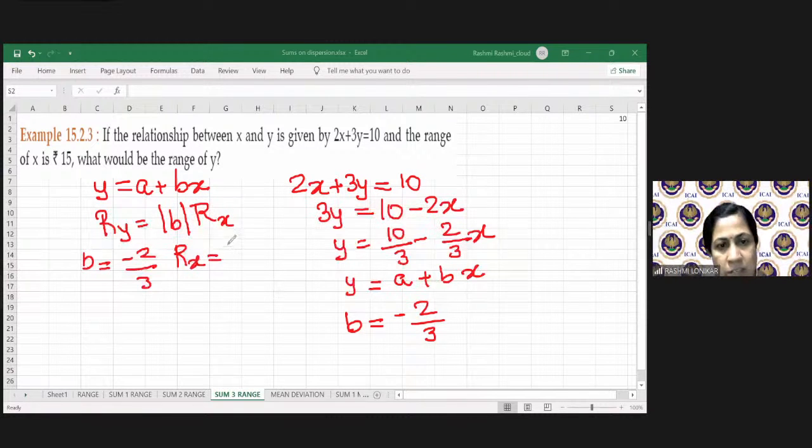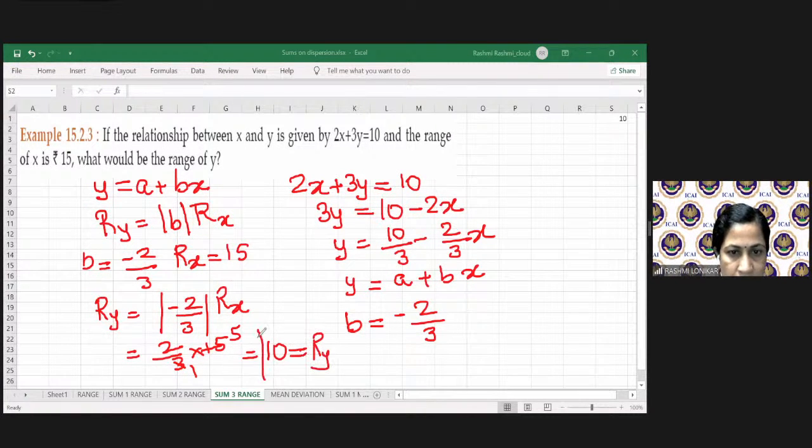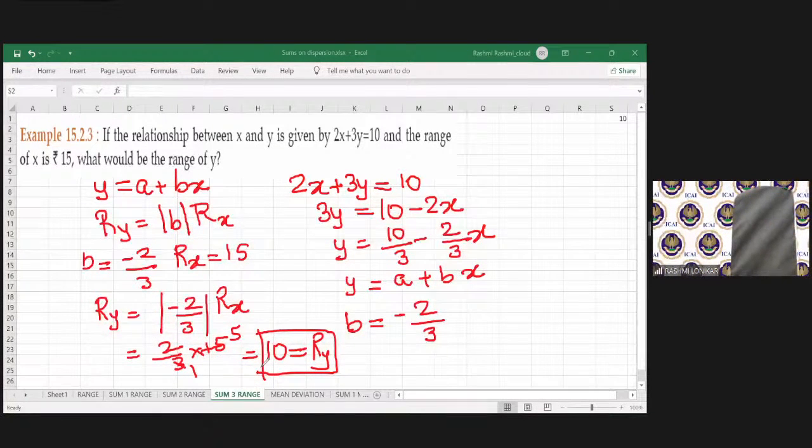Range of x is given in the question as 15. So range of y will be equal to modulus of minus 2 by 3 into range of x. So this will be equal to 2 upon 3 into 15. So 3 fives are 15, answer is 10. Okay, so 10 will be the range of y. Is that clear?